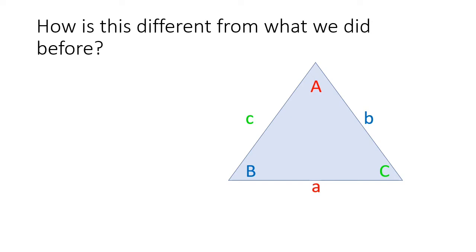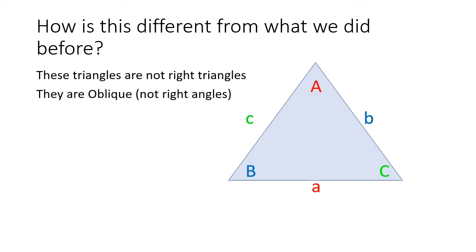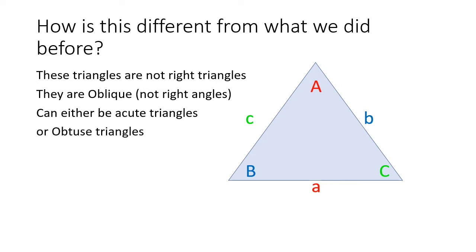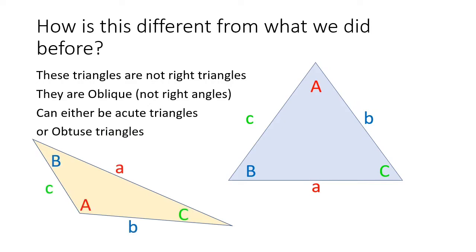How is this different from what we did before? Well, the triangles are not right angles, so the hypotenuse is not necessarily C. They are oblique, which means not right angles, and they can either be acute triangles like the one you see here, or they can be obtuse triangles where one of the angles is greater than 90. In this case, we just chose to call angle A the one that's more than 90, but it can be switched around either way you want.